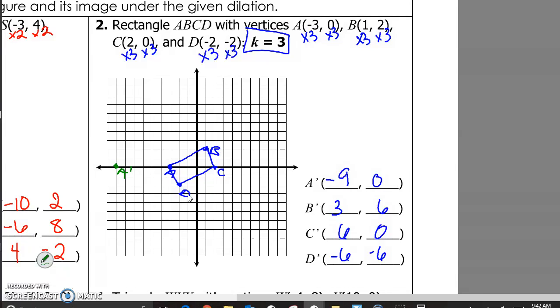3, 6 is the new B. Then 6, 0, and -6, -6. And then point B. Drawing that new figure with a dilation, it's now 3 times larger. Great. So moving on to number 3.